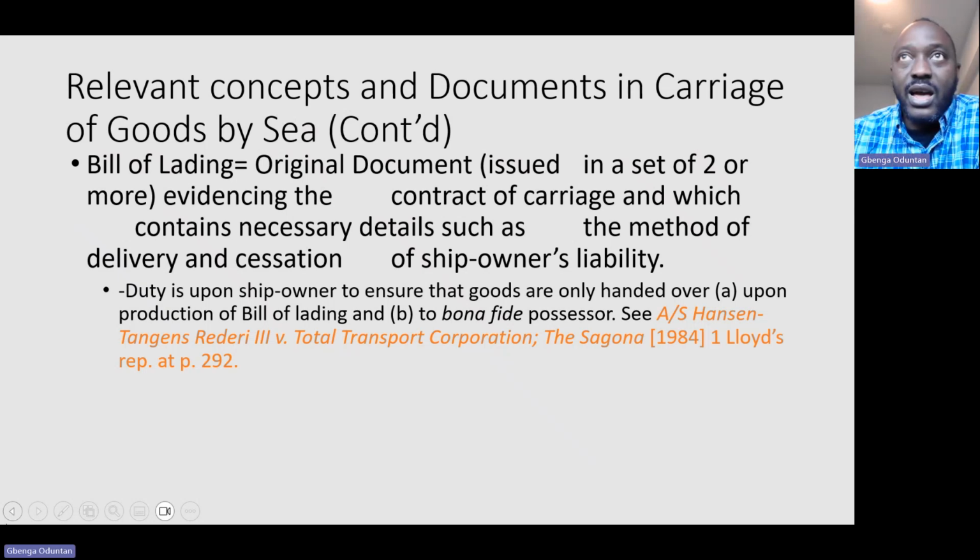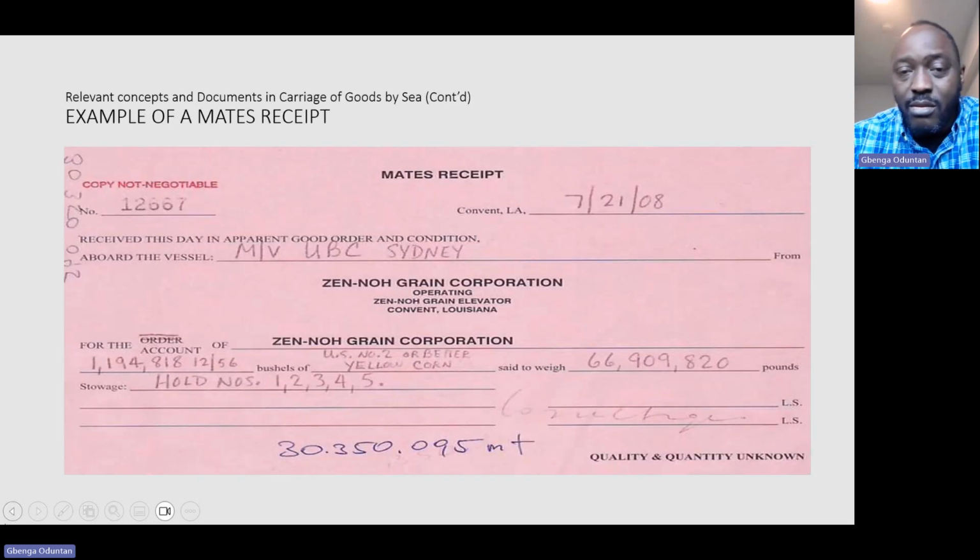So the duty, however, is on the ship owner to ensure that the goods are handed over only upon production of a valid bill of lading to a bona fide possessor.